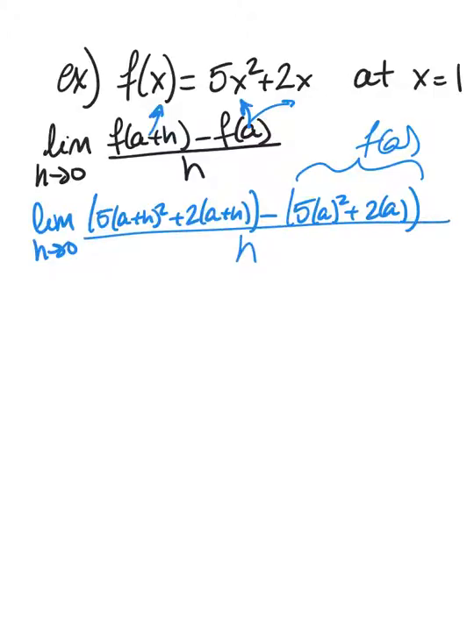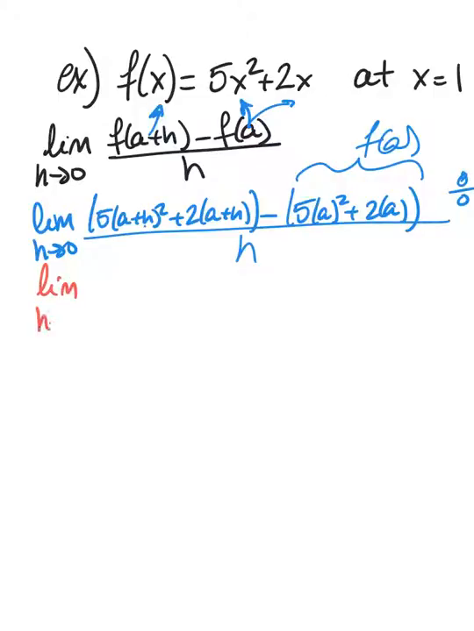If I plugged in h as 0, this ends up becoming 5a^2 plus 2a minus 5a^2 plus 2a. They cancel out. I should be getting 0 over 0. That's the key that I know I did this correctly. So now I have to do my more work. All right.